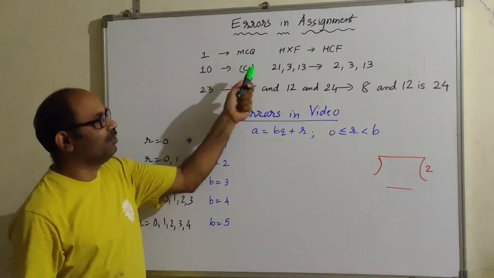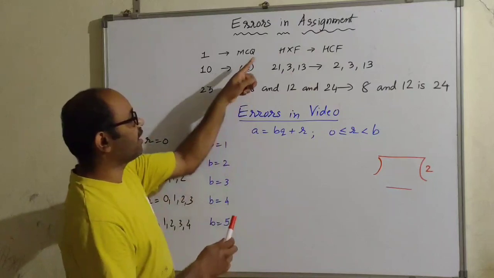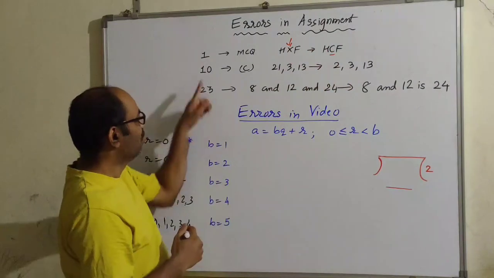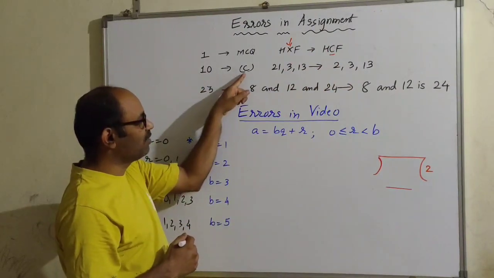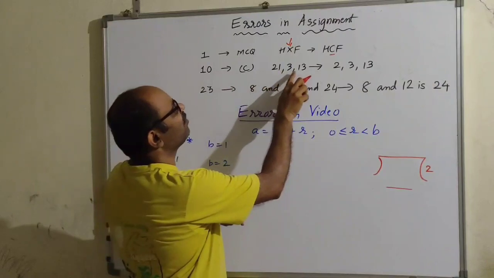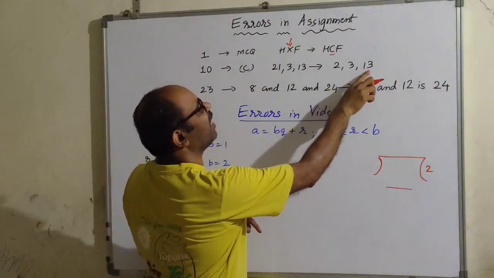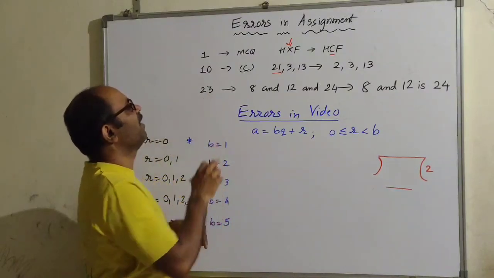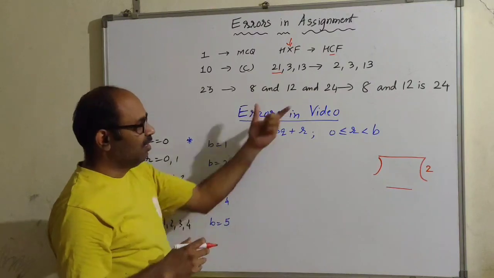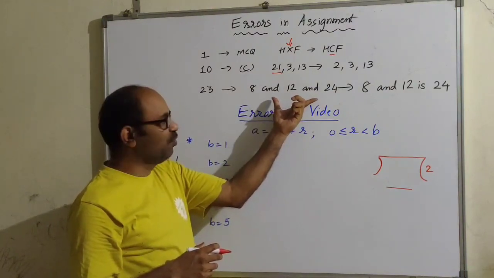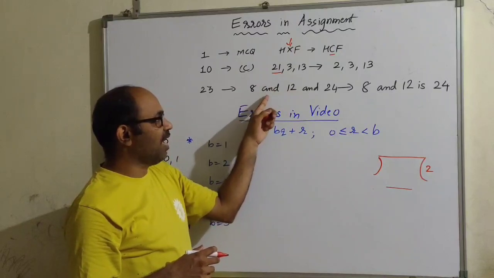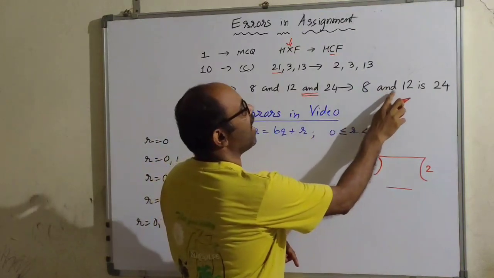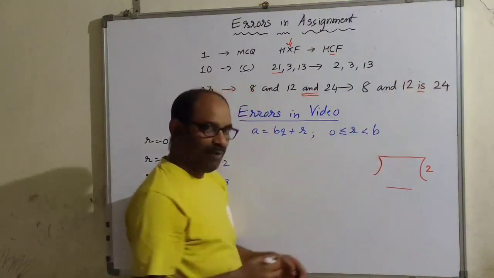Question number 1, MCQ. HXF is printed instead of HCF. Question number 10, multiple choice. C, 21, 3 and 13 instead of 2, 3 and 13. This 21 is wrongly printed there. And in question number 23, the last few words in the question are 8 and 12 and 24, instead of 8 and 12 is a 24.